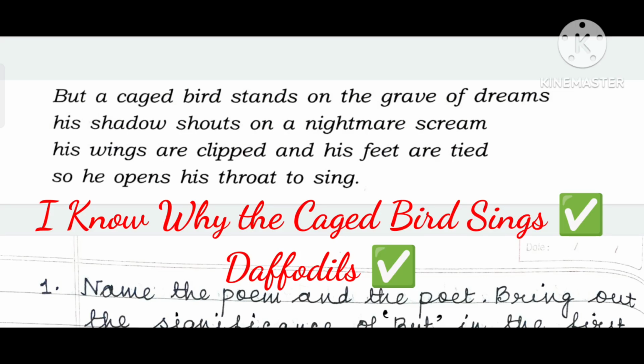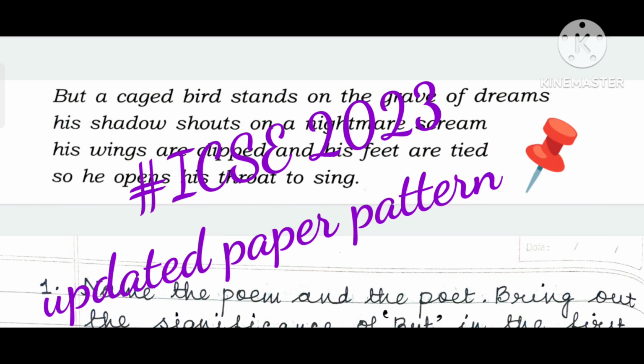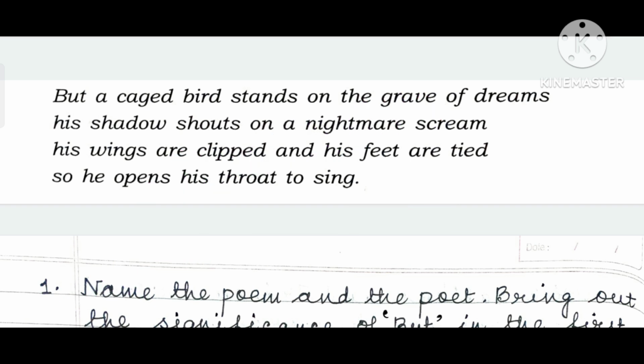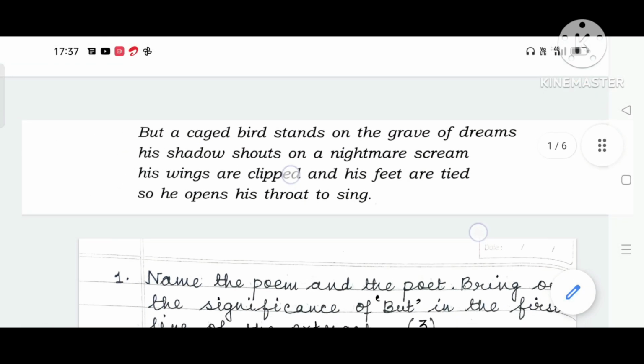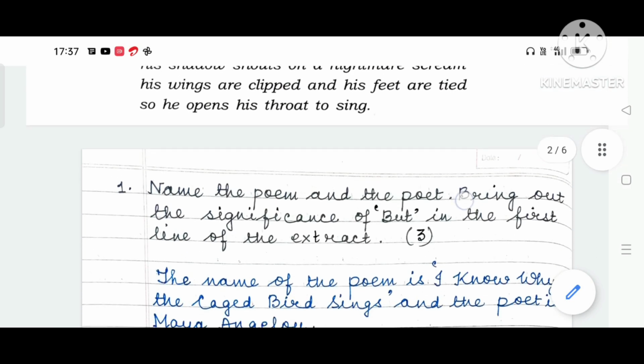Dear ICSE students, in today's session, I am going to discuss two reference to the context passages. One from I Know Why the Caged Bird Sings and the other from the poem Daffodils. I have prepared this worksheet strictly in accordance with the ICSE 2023 updated question pattern. This is a reference to the context passage, and now let me just read the questions and answers one by one.